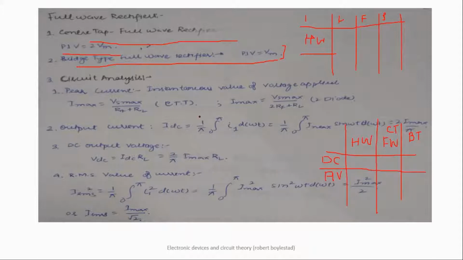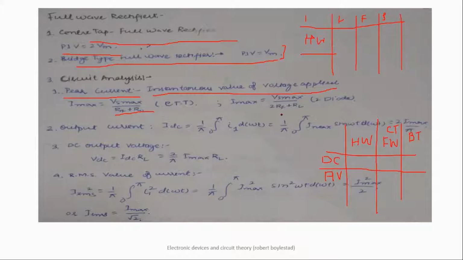Now coming to circuit analysis, in which we will have some calculations on various parameters. The first thing we are going to calculate is peak current. That means the instantaneous value of the voltage applied over the total load of the system, and here the system is your rectifier. So the maximum current is Vs max over the total resistance. Why are we talking about instantaneous? Because the average value of AC is 0. That's why we talk about instantaneous.